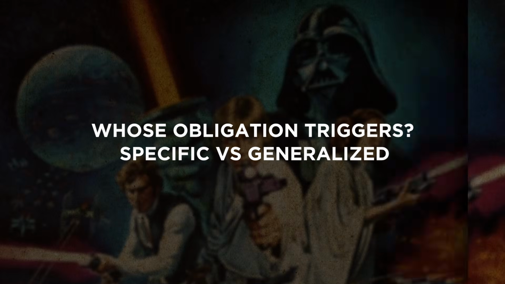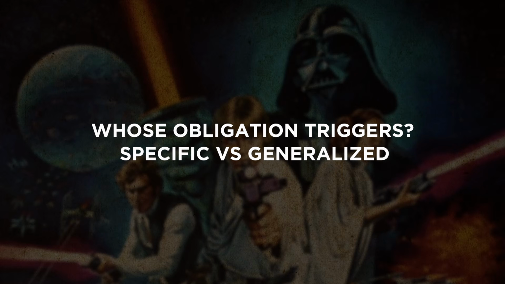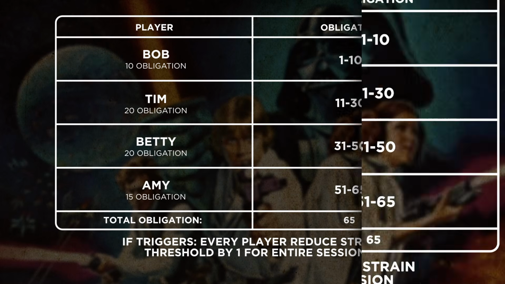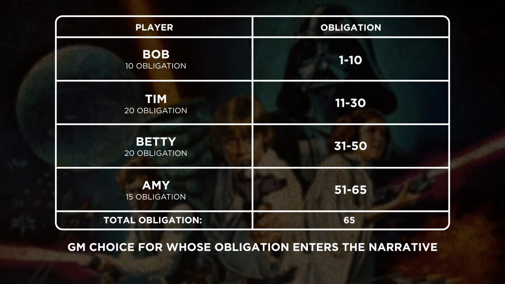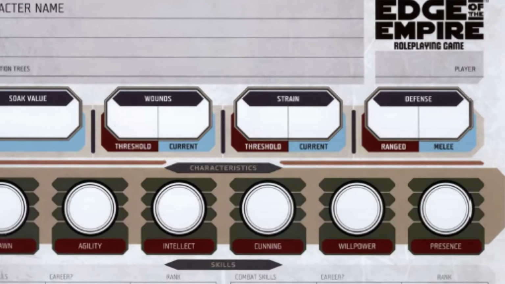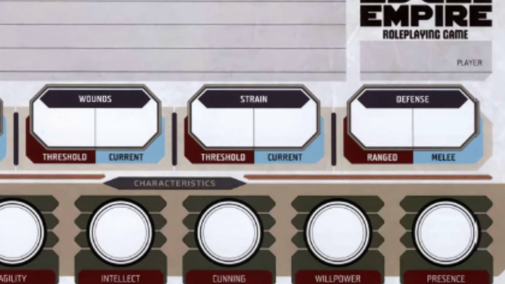There are 2 options to choose from for how a GM can determine whose obligation triggers. I call each of these options either specific obligation or generalized obligation. Generalized obligation is just rolling to determine whether results are within the entire obligation window. In our example, this was between 1 and 65. If it triggers in this case, then every player will lower their strain threshold by 1 for that session, and the GM can choose whose obligation shows up in the story based on what might best fit the narrative that week.